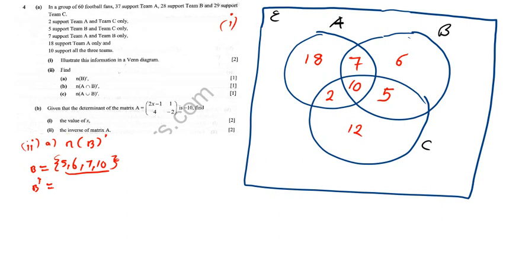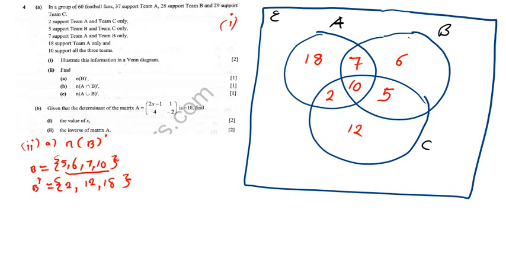So excluding those numbers, I'm remaining with 18. Let me write it well. I'm remaining with a 2, a 12, and a 18. So that's my B complement because I have excluded those values which are in B. So now what remains is our B complement.